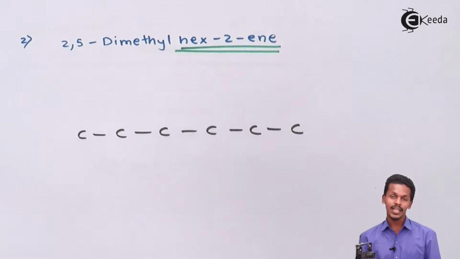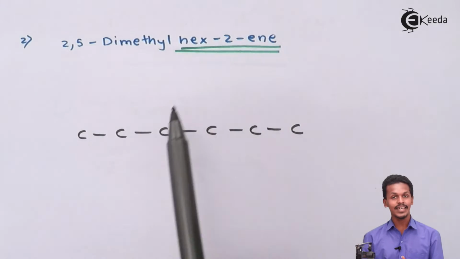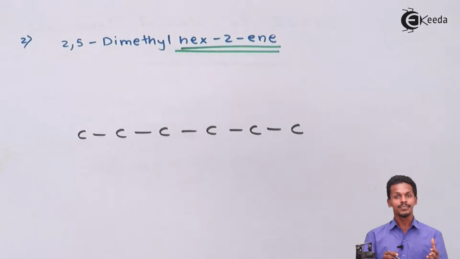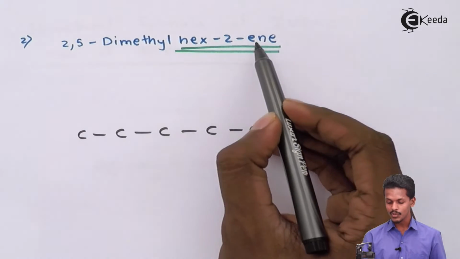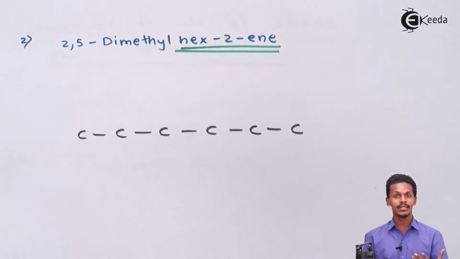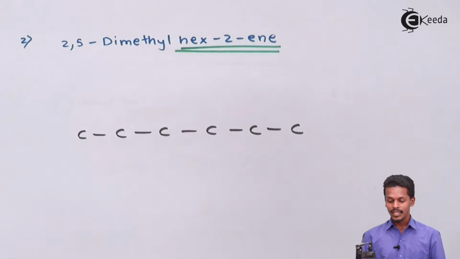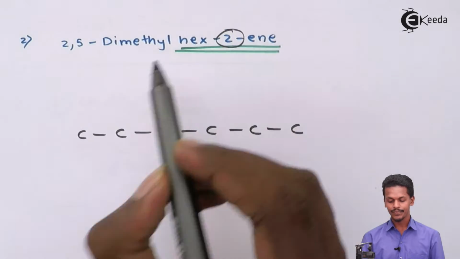So 6 carbon atoms are in a straight chain, and that's the reason this indicates the parent chain that consists of 6 carbon atoms. And this is an alkene. How did I get to know about this? Because it ends with the suffix ene, which indicates that it is an alkene. This alkene has a double bond, and the position of the double bond is over here.